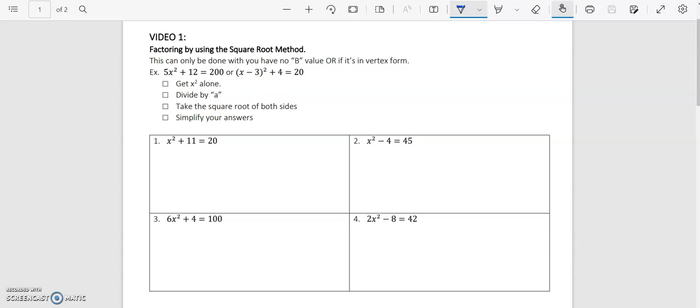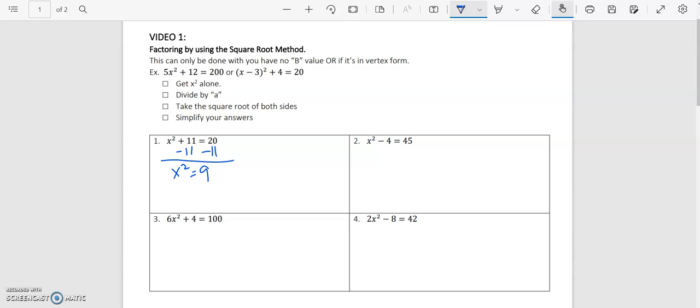So number 1, we have x squared plus 11 equals 20. So we need to get that 11 to the other side so that we can have x squared by itself. So since it is a positive 11, we are going to be subtracting 11 from both sides. When you do that, you're left with x squared equals 9.